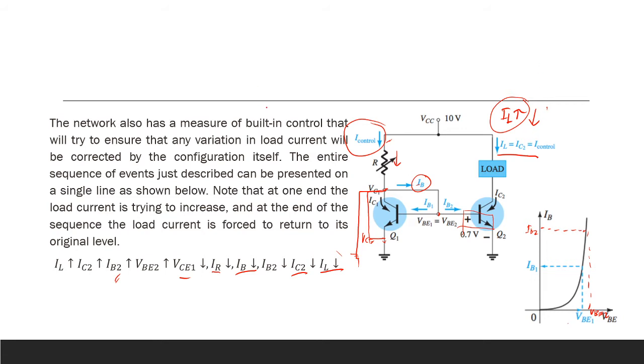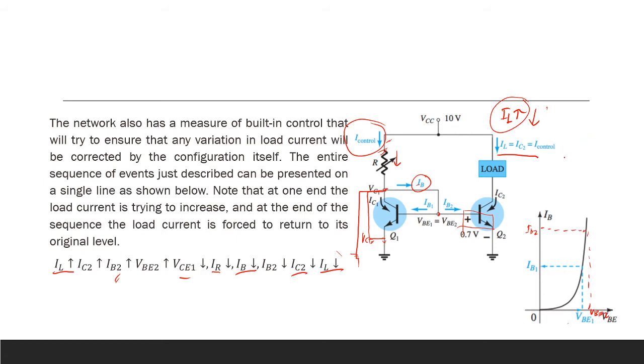So yun yung sinasabi natin na built-in control na ini-ensure niya na kapag nag-vary yung load current mo, ay ibabalik niya sa normal na value. Kasi kung tumaas siya sa umpisa, at the end, because of the circuit configuration, ibababa niyo ulit to the same level ng I control natin. So, ganun class yung papaano niya na-maintain yung current kahit na mag-change to.